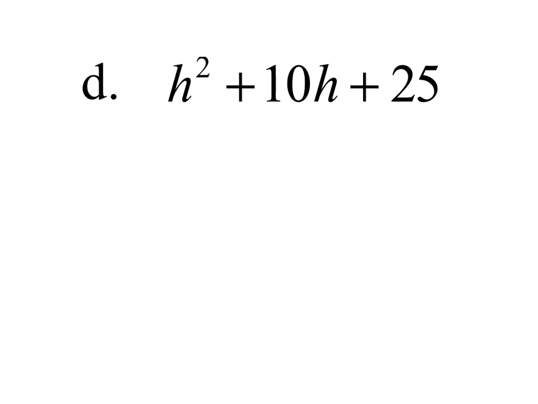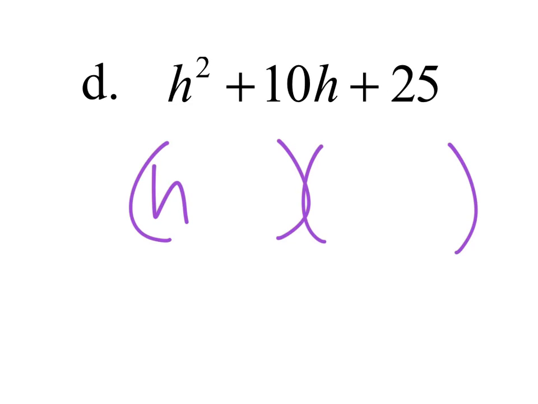Let's factor in question 4D, where we have h to the second plus 10h plus 25. And we got to figure out which two numbers multiply to 25 and add to 10. That's pretty simple, right? I know that it's going to be open parentheses, close parentheses, open parentheses, close parentheses, h, and what two numbers multiply to give us 25?